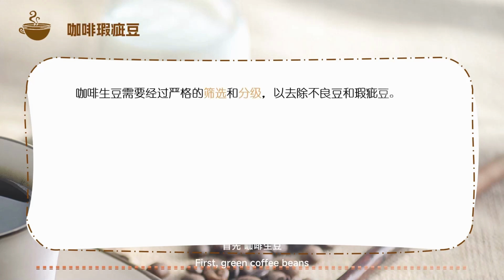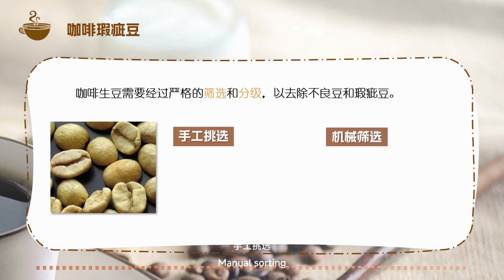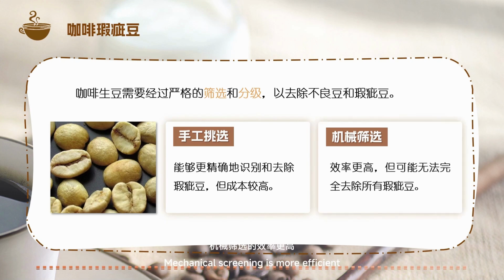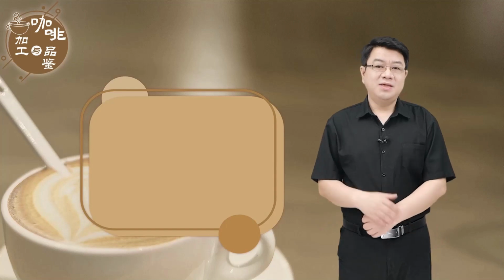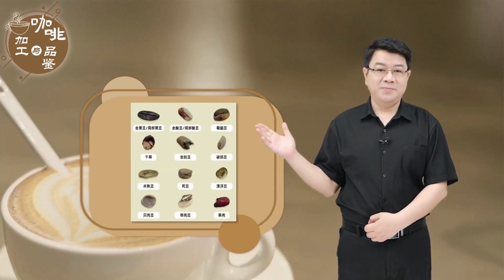First, green coffee beans require rigorous screening and grading to remove defective and flawed beans. This process typically involves manual sorting and mechanical screening. Manual sorting allows for more precise identification and removal of defective beans but is more costly. Mechanical screening is more efficient, but may not completely eliminate all flawed beans. Below are some common green coffee beans and defective beans and their characteristics.